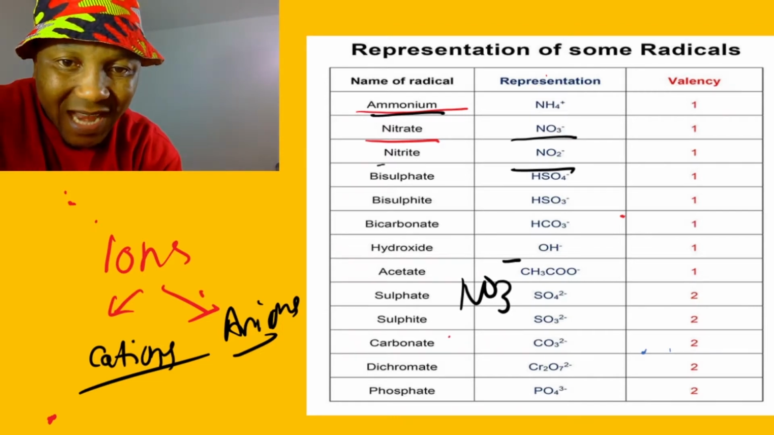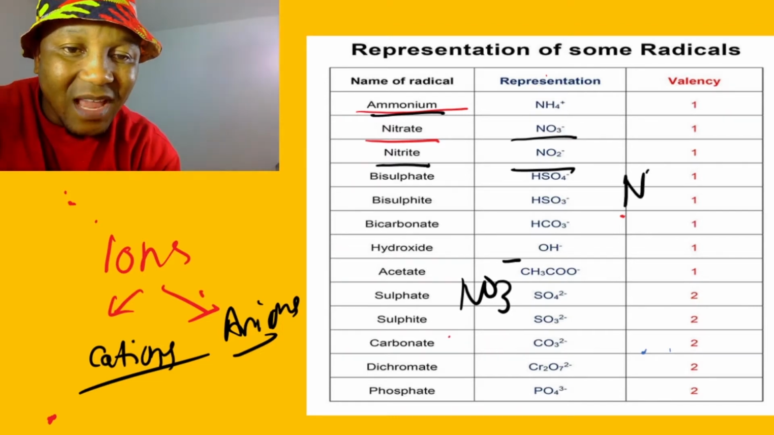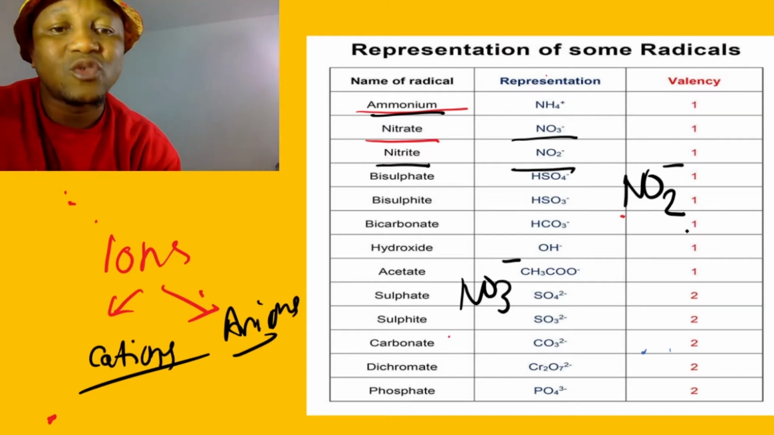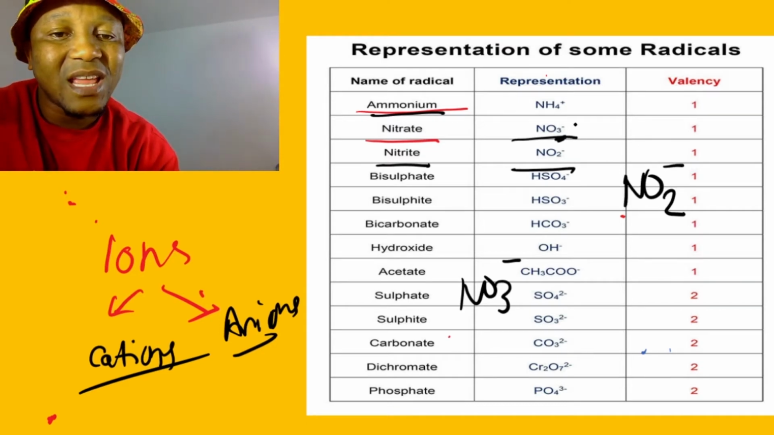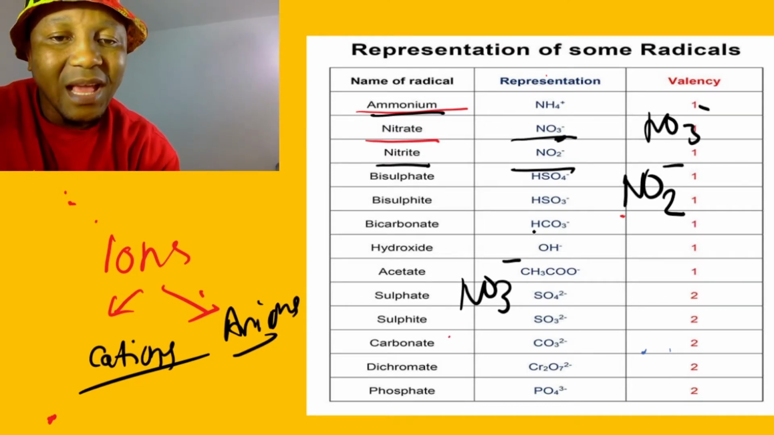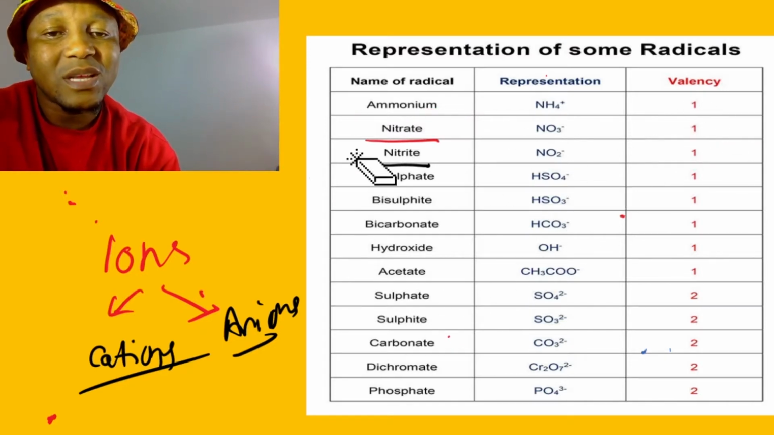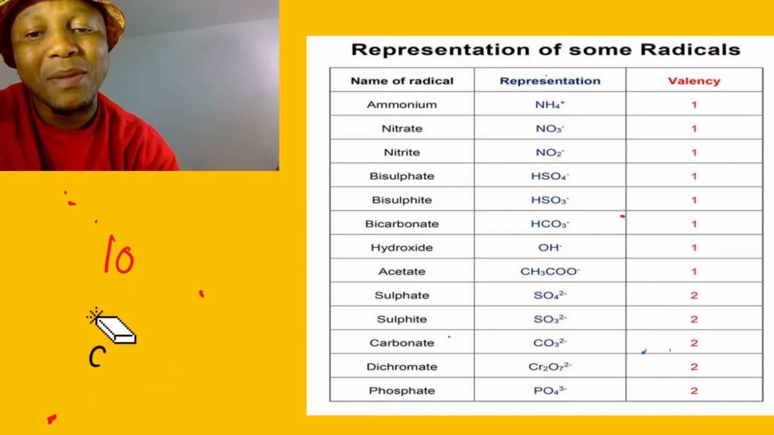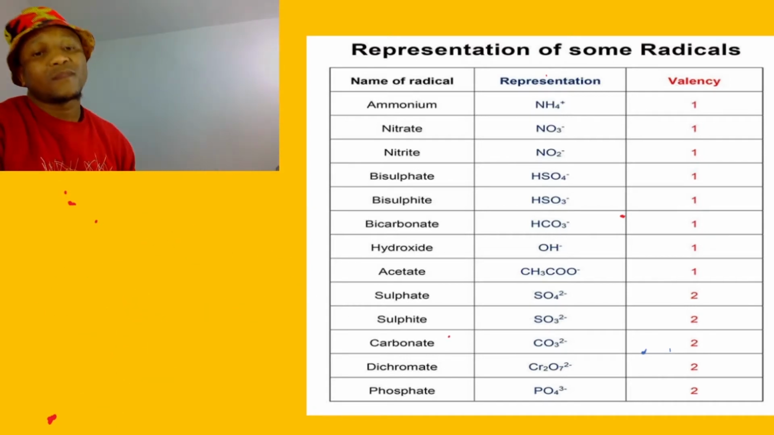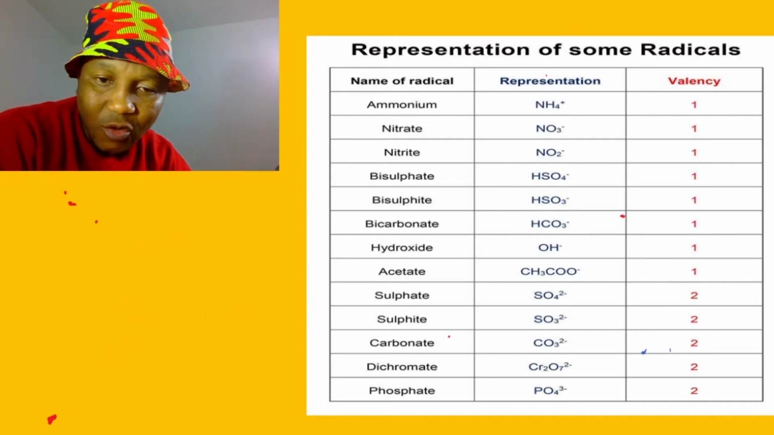Now you see this nitrite. Nitrite means it's NO2 negative. But nitrate means there's a 3 here, NO3 negative. All of them, try to memorize, please. It's not my job to memorize here, but you should memorize. Okay, now we go. So memorize all of them.